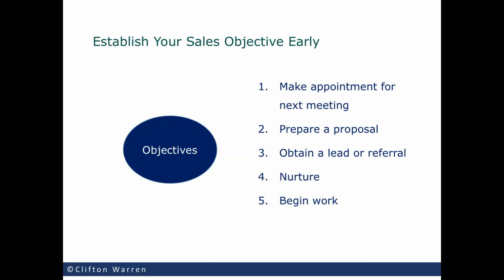So what top professionals do, they set a minimum and maximum objective. And that allows you to have a range to work with, but more importantly, it allows you to measure your success. Now, these 5 areas of objectives should also be put into your CRM system so that you can track and monitor where you are with a particular prospective client. So set a minimum and maximum objective. That gives you a range to work with. It could be anything from as simple as have the client make an appointment for the next meeting to obtain a lead or referral, whatever the case may be.